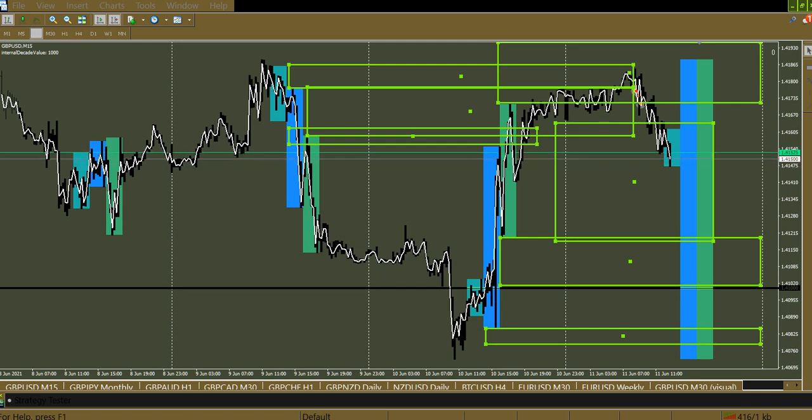Okay, so I took my sessions indicator that gives me 3 sessions I can highlight in time. And I call this the time block trader. Time blocks start at 5 o'clock in the morning to 7 o'clock in the morning. The next block is 7 to 9. And then finally 9 to 11.